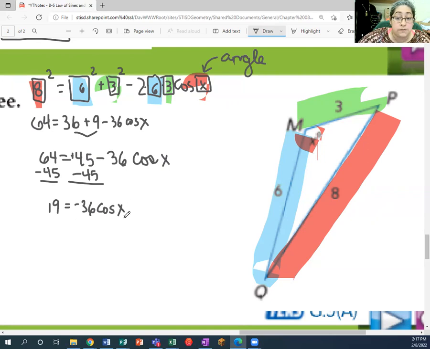I want the cosine of X by itself right now because I want to find a way to break the cosine off of the X. And I can't do that when there's a number multiplying to it. These cancel. I'm left with 19 divided by negative 36. My calculator says that that is a negative 0.527, and so on, equals the cosine of X.